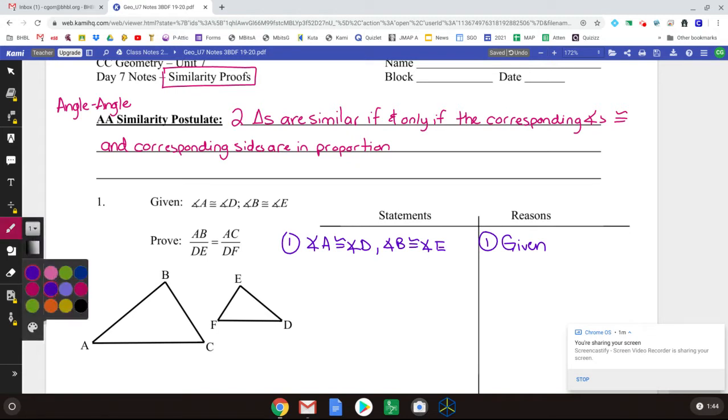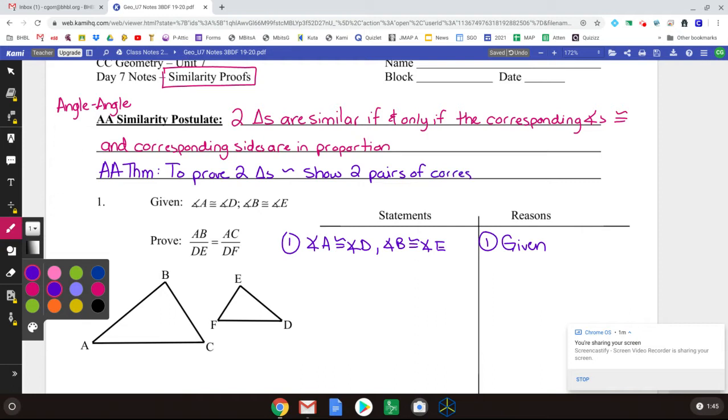So we're going to call this right here our angle-angle theorem. Okay? So if we want to prove two triangles are similar, notice our symbol here, we want to show that two pairs of corresponding angles are congruent.